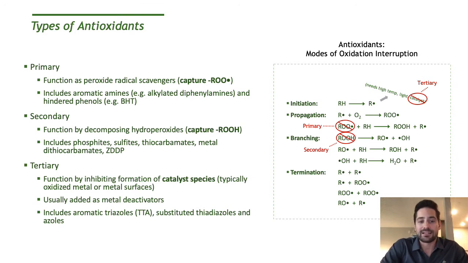Typically, these tertiary antioxidants inhibit the formation of catalyst species by serving as metal deactivators. They'll neutralize the surfaces of metals so that those metals can't act as catalysts in oxidation. By removing the catalyst, you're going to get less of this initiation occurring, less free radicals, and thereby less overall oxidation of the system.